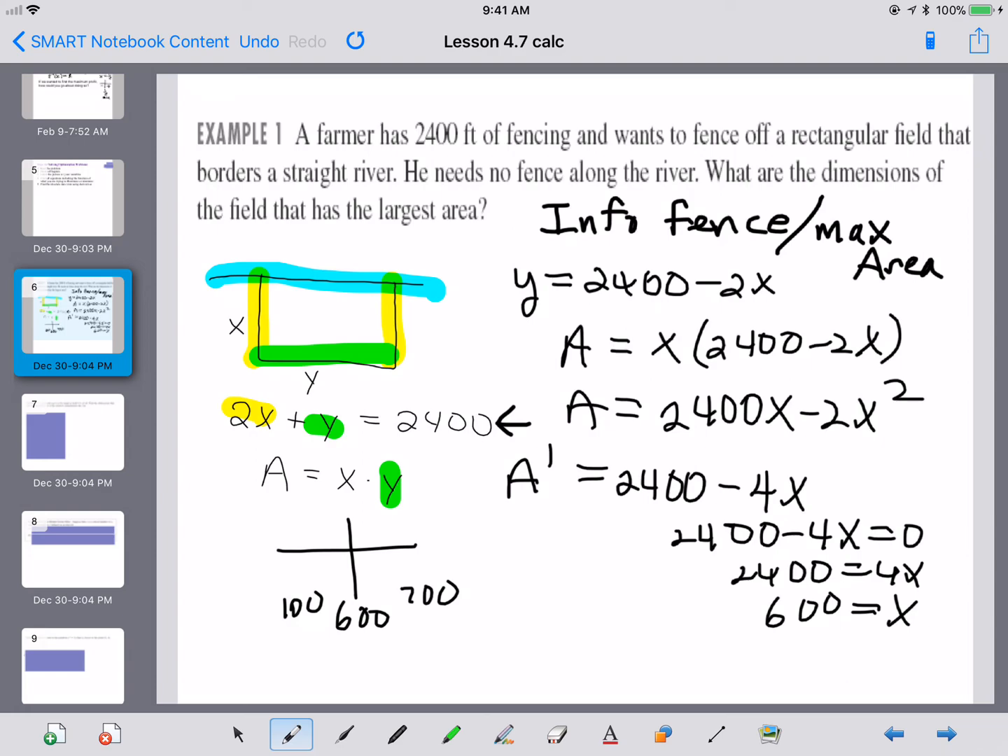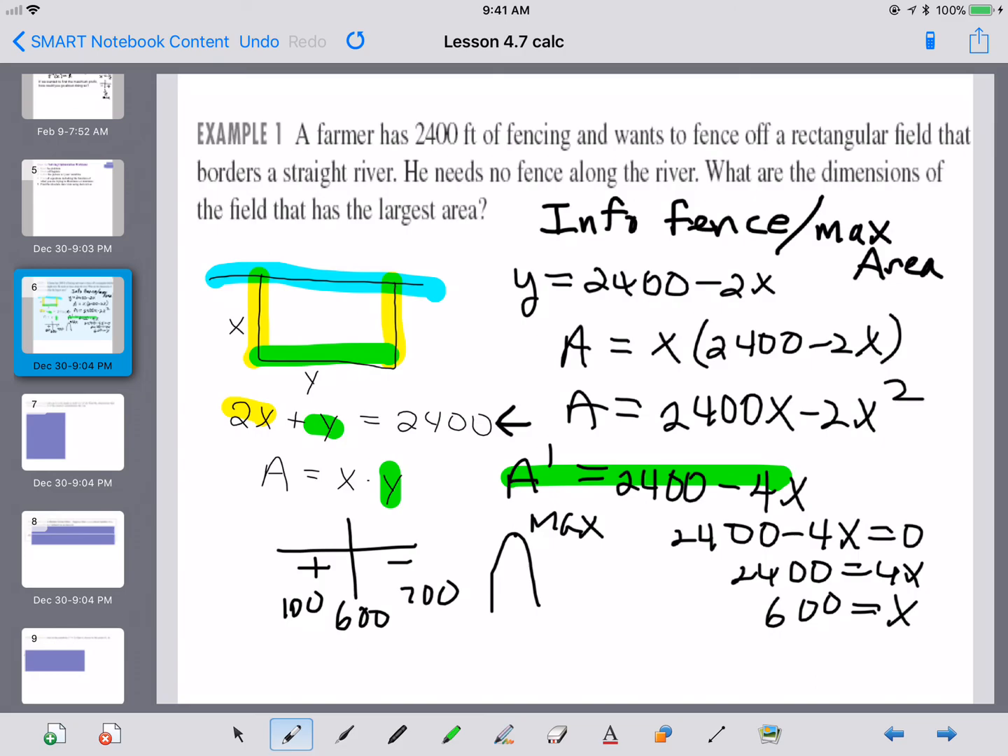If we plug 100 into our first derivative equation, which is this equation right here, we get a positive. If we plug 700 into it, we get a negative. And so think about it. It is increasing then decreasing, so it must be a maximum at 600.